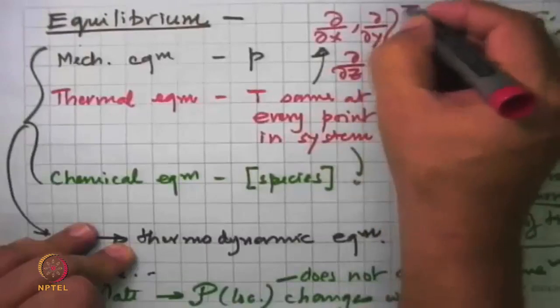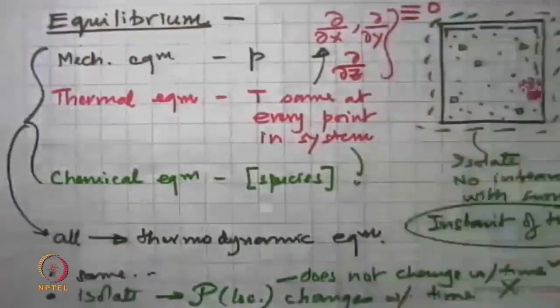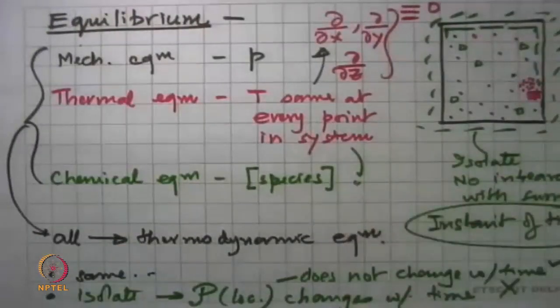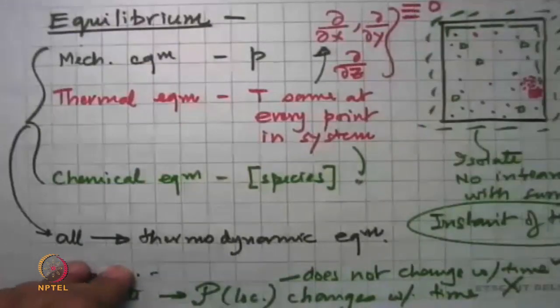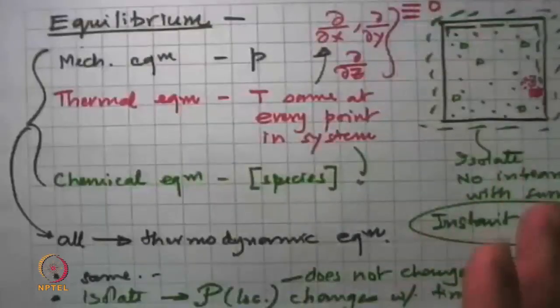All these are identically zero. Then we say the system is in equilibrium. And once we have said that the system is in equilibrium, then we can start assigning properties to it. So whether it was extensive property or intensive property that we saw, all those properties can be talked about only for a system which is in equilibrium.